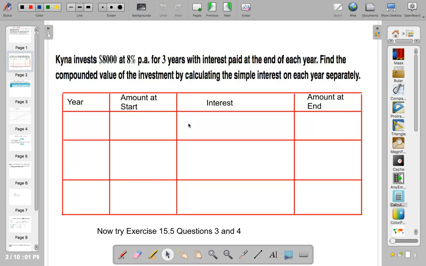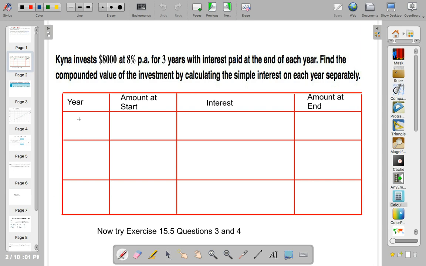Let me demonstrate how compound interest works by using this example. Kiner invests $8,000 at 8% per annum for 3 years with interest paid at the end of each year. Find the compounded value of the investment by calculating the simple interest on each year separately. So simple interest is used to do the calculations in compound interest, but the difference will be that each year the principal on which the interest is calculated actually changes. So let's get underway here with this calculation.